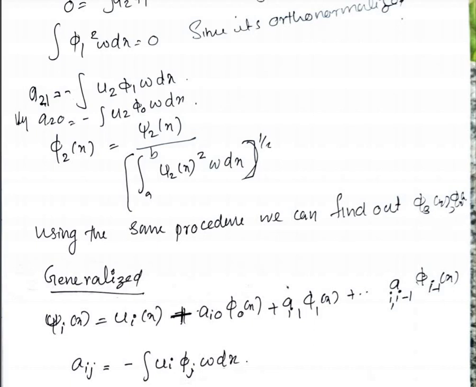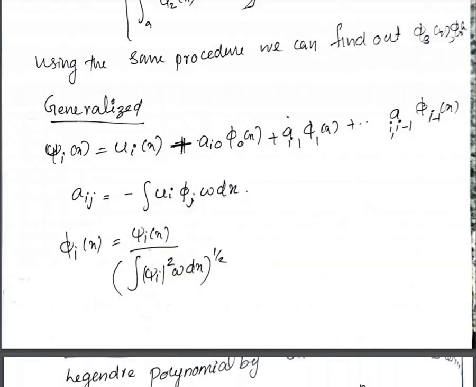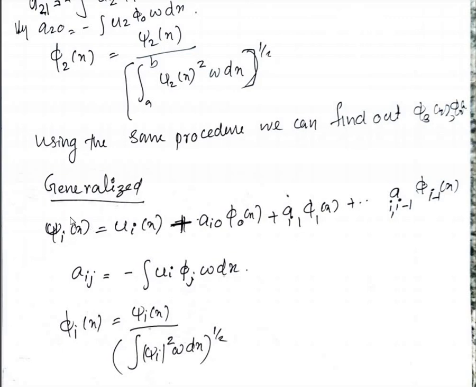So in generalization, we can write this. Any orthogonal function psi i of x can be written as ui of x plus ai0 phi 0 plus ai1 phi 1 plus etc. plus ai,i-1 phi i-1 of x, and aij is equal to minus integral ui phi j w dx, and the orthonormal function phi i is equal to psi i of x divided by integral psi i square w dx whole raised to 1 by 2.